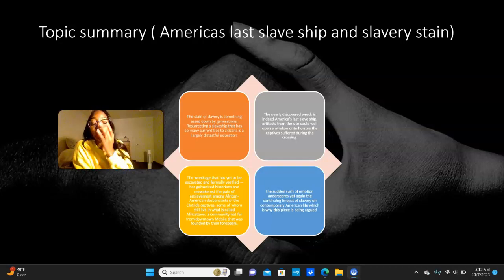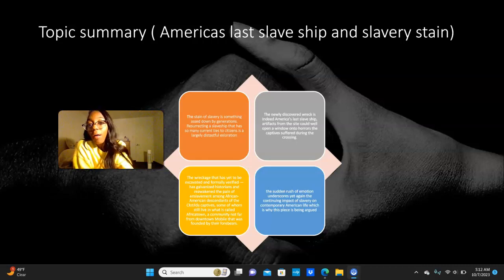Basically, the ship is being rediscovered quite literally next to the hometown where the people that died on the ship have descendants as great great grandchildren or great great nieces, all of that stuff. The sudden rush of emotions underscores yet again the continuing impact of slavery on contemporary American life, which is why this piece is being argued. It's being argued whether it should be rediscovered or if it should just be left to soak in the ocean where it is.